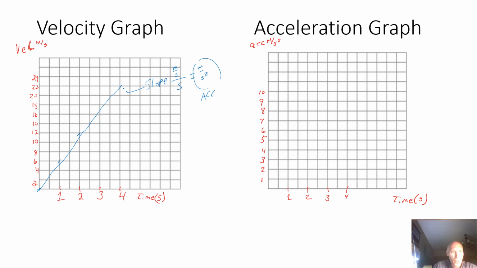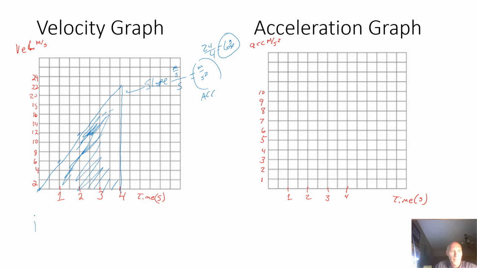You can do a quick and dirty check here. 24 divided by 4, that's going to be 6 meters per second squared, and there's your acceleration. Okay, what's the other deal? What is this area underneath the graph?